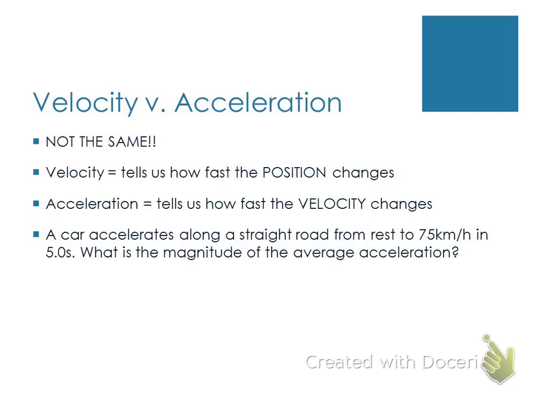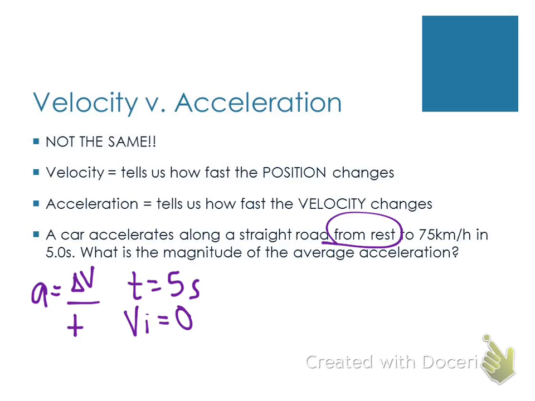Okay? So let's go ahead and pick out our variables here. If we're solving for acceleration, we need to know final velocity and initial velocity, and we need to know time. We have our time, and that's 5 seconds. What about our initial velocity? 0. Good, because it says we are starting from rest. Very good. Final velocity is 75 kilometers per hour. Do we see a problem here? What's our problem? We need it to be meters per second.